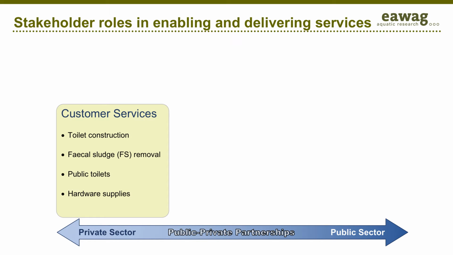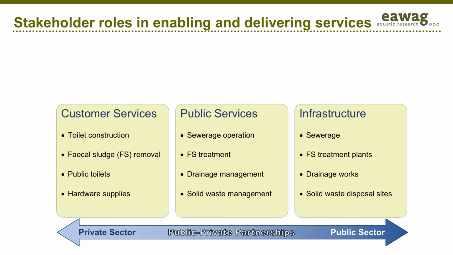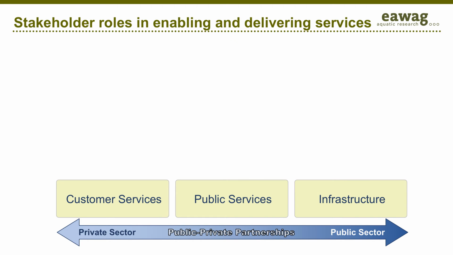There are three main categories of services. Services provided directly to customers, communally provided public services, and the development of the major infrastructure used by the public services. All of these services could be provided by either the public or private sector. But because they consist of many small jobs, it's often more practical for the customer-facing services to be provided by the private sector. At the other end of the scale, the provision of big infrastructure requires major upfront investments with long payback periods, and this is often undertaken by the public sector. Somewhere in between, public sanitation services are increasingly provided through public-private partnerships. However, none of these services can be provided in isolation.